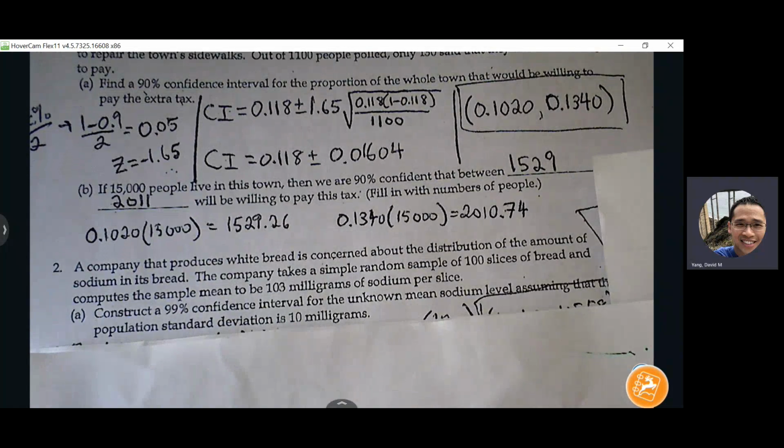Oh, yeah, the first two pages is a test review for Wednesday, and then the third and fourth page is test review for Thursday.